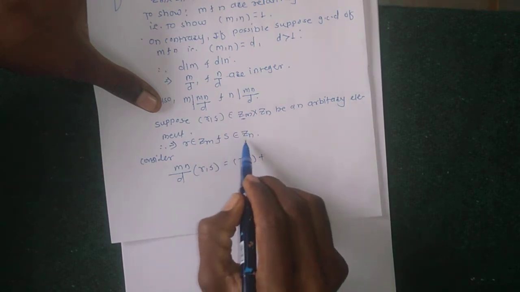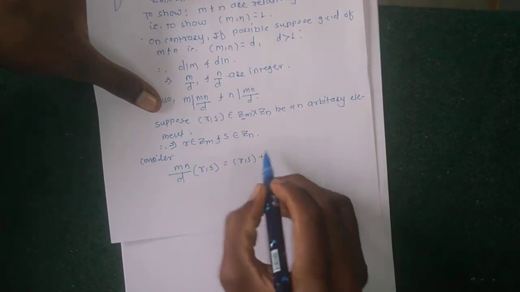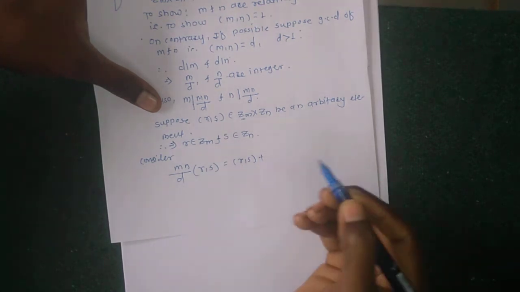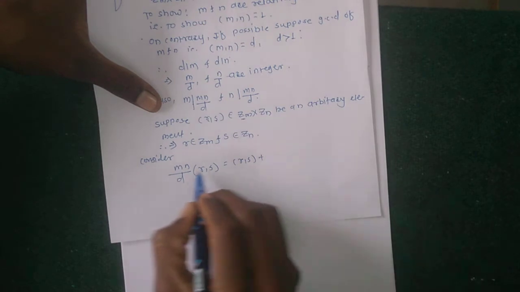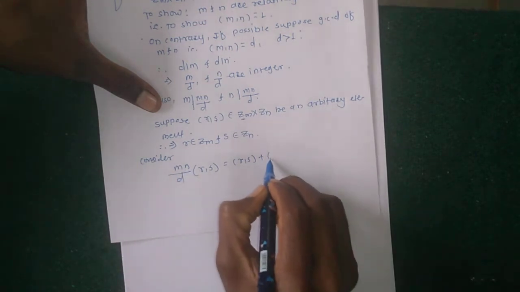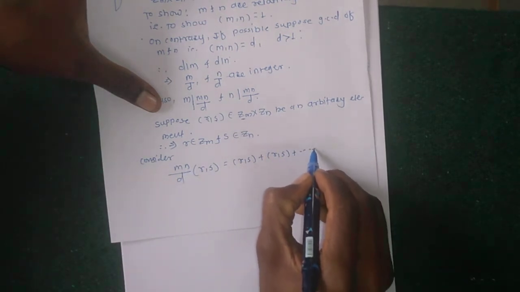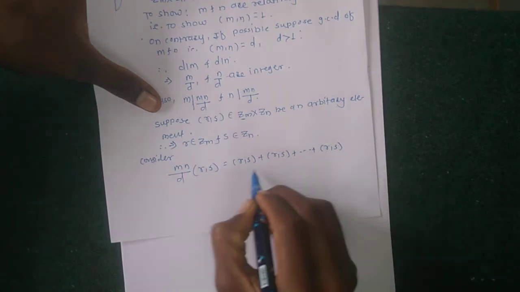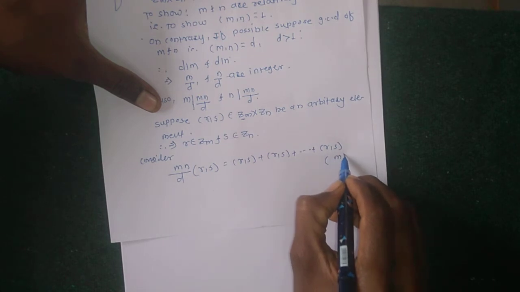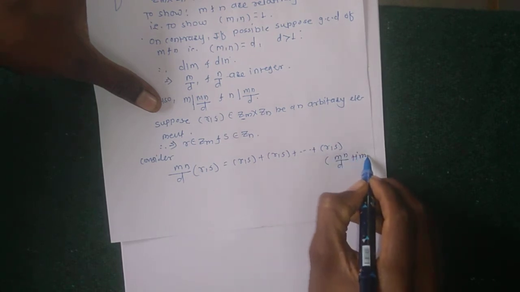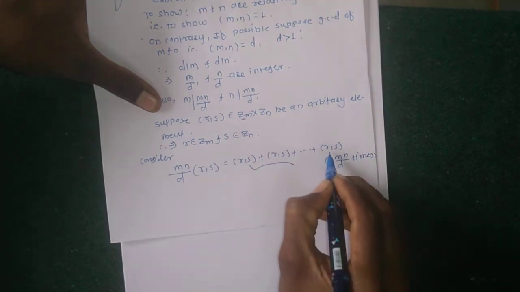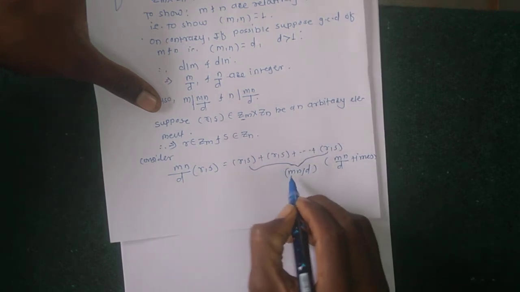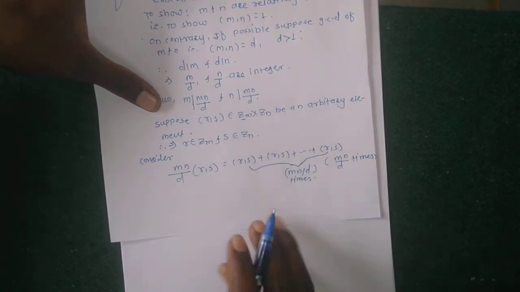Elements of this set, n into elements of this set, multiple of n means their addition, addition up to mn by d times. R into S, up to so on up to R into S, and these are all mn by d times.